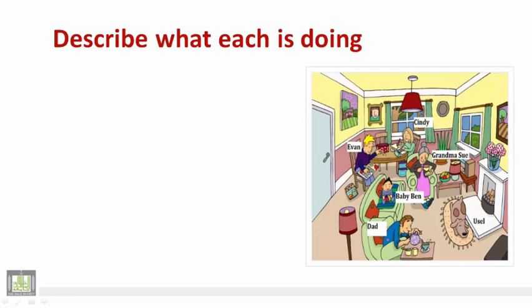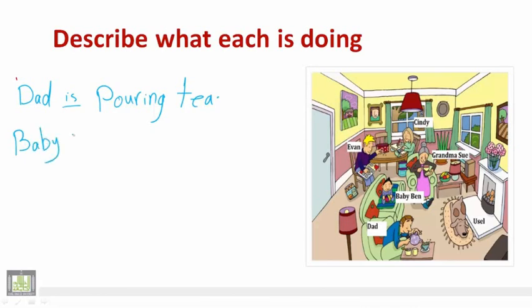Let's start, for example, with dad. What is dad doing? Okay, we say dad, of course, is, because it is singular, is pouring tea. Let's see, for example, baby Ben. We say baby Ben, what is he doing? Is playing.